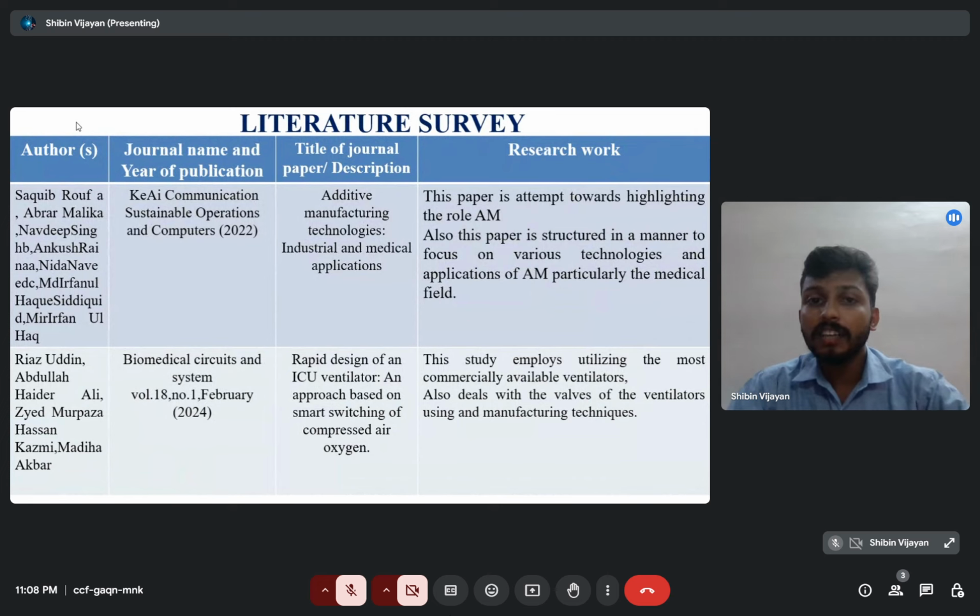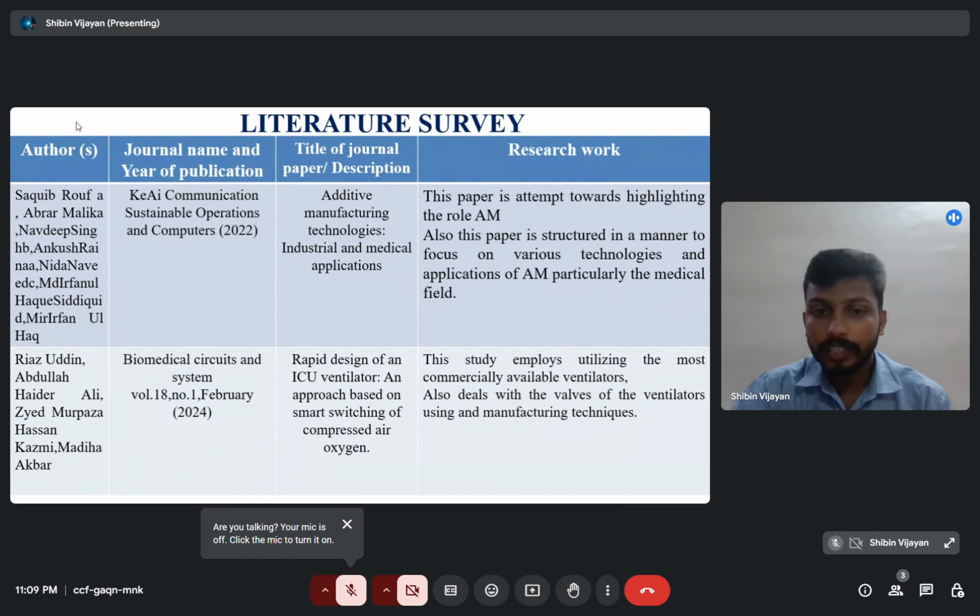These are the literature survey. The journal paper is Additive Manufacturing Technology, Industrial and Medical Application. This paper attempts to highlight the role of additive manufacturing. Also, this paper is structured to focus on the various technologies and applications of AM, particularly in the medical field. The rapid design of an ICU ventilator, the approach based on smart switching and compressed air and oxygen. The study utilizes the most commonly available ventilators, and also deals with the valve and ventilator using manufacturing techniques.